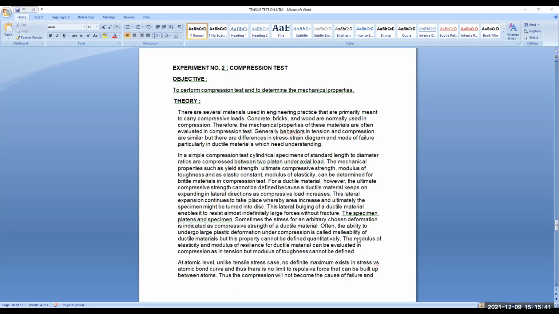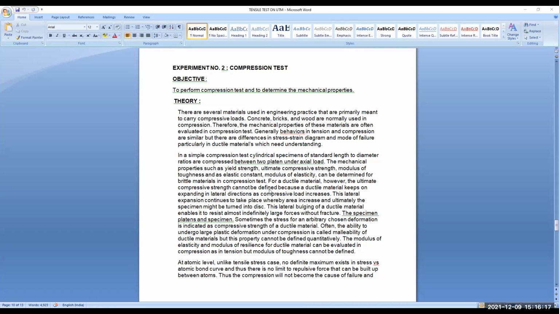For the compression test, a cylindrical specimen of standard size is compressed between two plates. The mechanical properties such as yield strength, ultimate compressive strength, modulus of toughness, and so on can be determined for brittle metals in common.